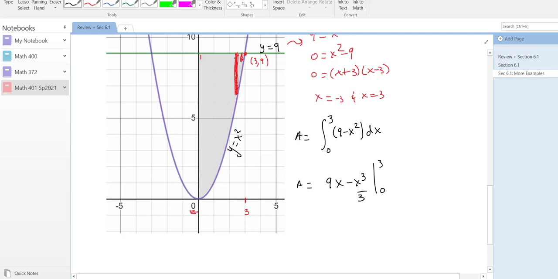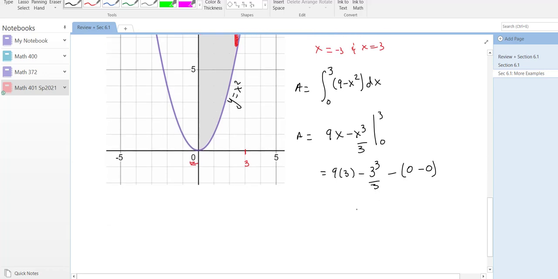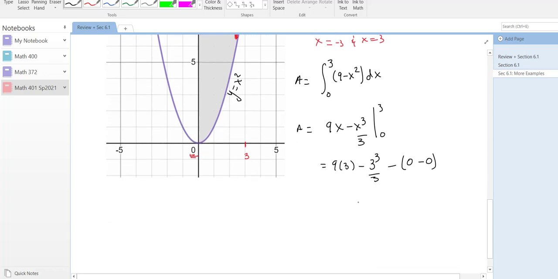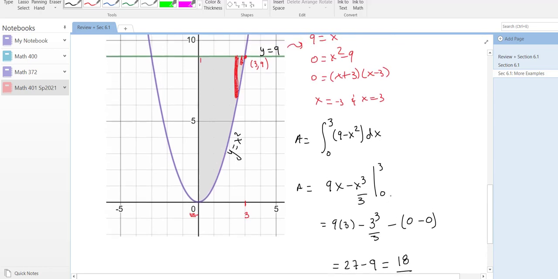So it kind of makes sense, right? When you think about the height of the rectangle, we do top minus bottom. When you use the fundamental theorem of calculus, you evaluate the top limit minus the bottom limit. So in this case, we're going to have 9 times 3 minus 3 cubed over 3, minus, plug in the 0. 9 times 0 is 0, minus 0 cubed over 3 is 0. So in this case, it goes away, but it doesn't always go away. So here, what do we have? 9 times 3 is 27, minus 3 cubed is 27, divided by 3 is 9, and 27 minus 9 is 18. So that's the area of the shaded region.